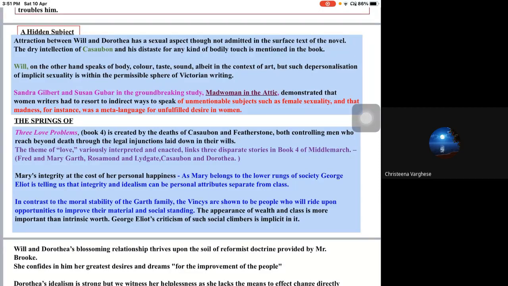Then, Springs of Love, three love problems in book four. The title is Three Love Problems. Three Love Problems is created by the deaths of Casaubon and Featherstone, both controlling men who reach beyond death through legal injunctions laid down in their wills. Casaubon reaches beyond death to restrict the intimacy between Dorothea and Will Ladislaw. And Featherstone was supposed to give his inheritance to Fred, but he changes his mind at the last minute and gives all his money to his illegitimate son. So Fred is left without an inheritance. So the deaths of these characters have effects beyond the time that they die.